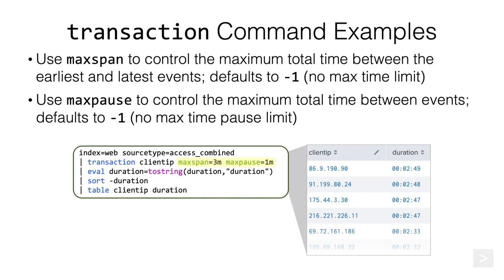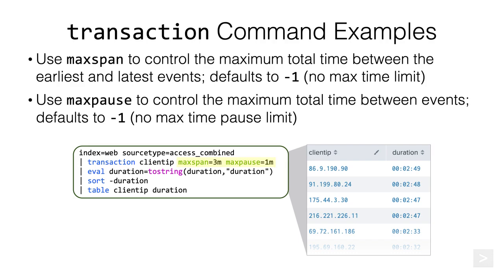The transaction command has a couple options built into it, two of those being max span and max pause. These two options allow us to control the overall time of the transaction, max span allowing us to keep track of the maximum total time between the earliest and latest events in the transaction, controlling that time range. Whereas max pause allows us to set the maximum total time between events within the transaction. Both default to -1, meaning there is no maximum time limit.